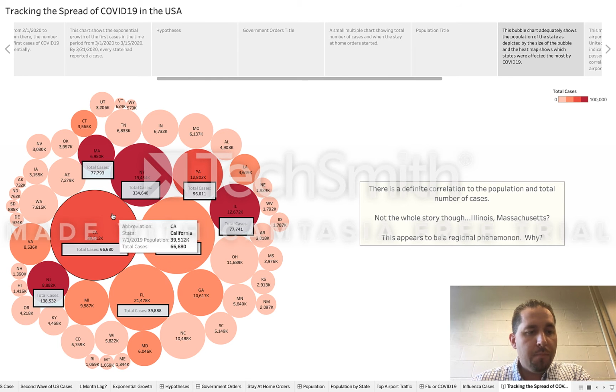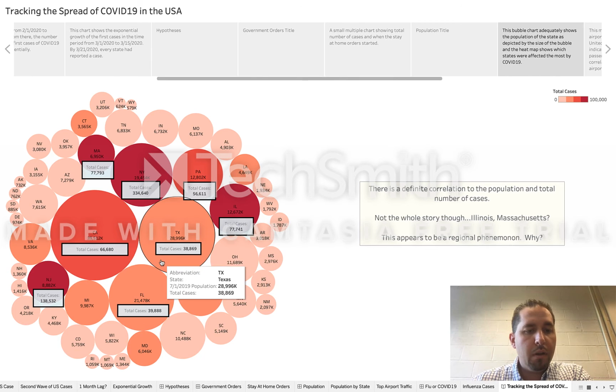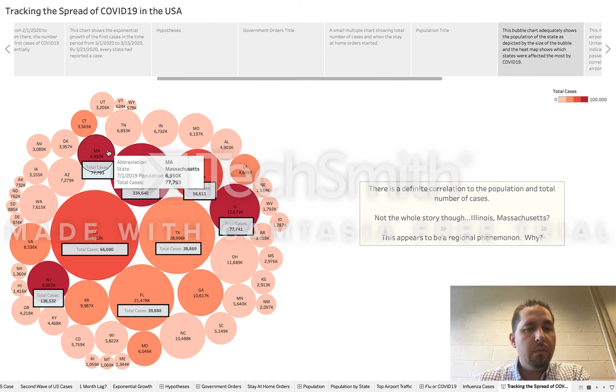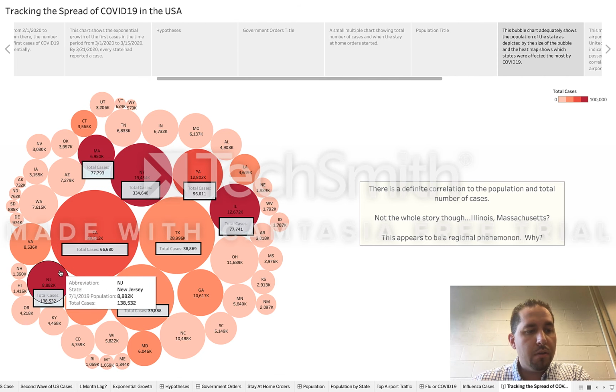So interestingly, California being the biggest, they had a large number. Texas being the biggest had a large number. But let's look over here at Massachusetts. Relatively small state in terms of population, but boy, they had a lot of cases. Connecticut, another one. Again, relatively small population, but a relatively large amount of cases. New Jersey is another one.